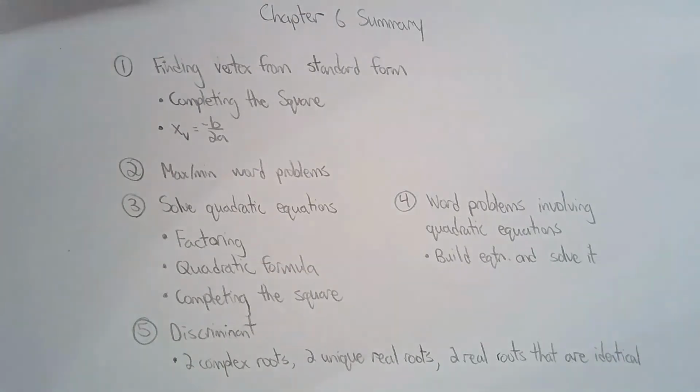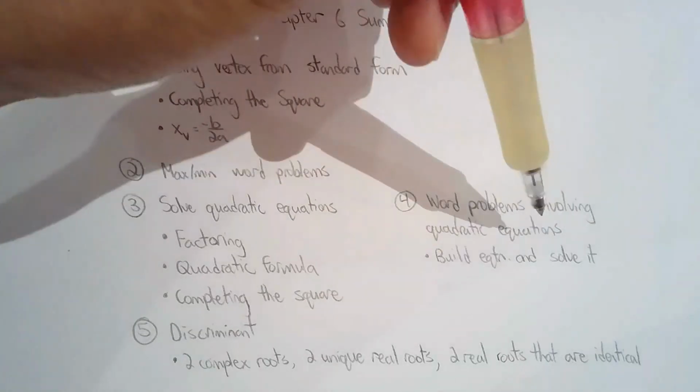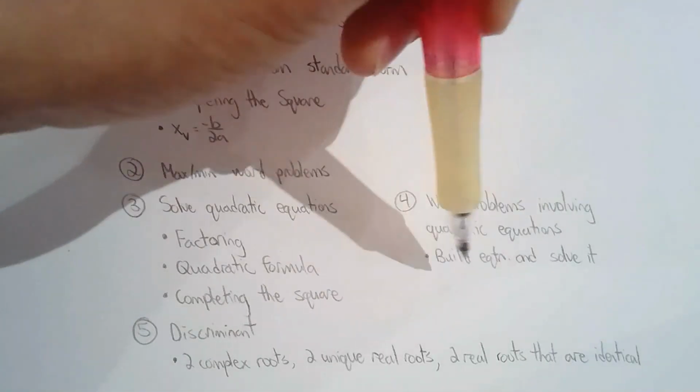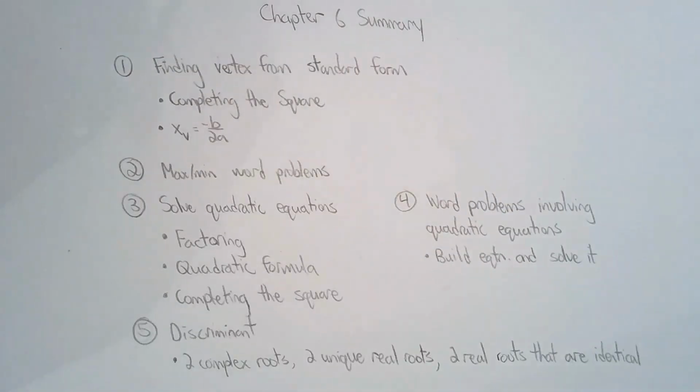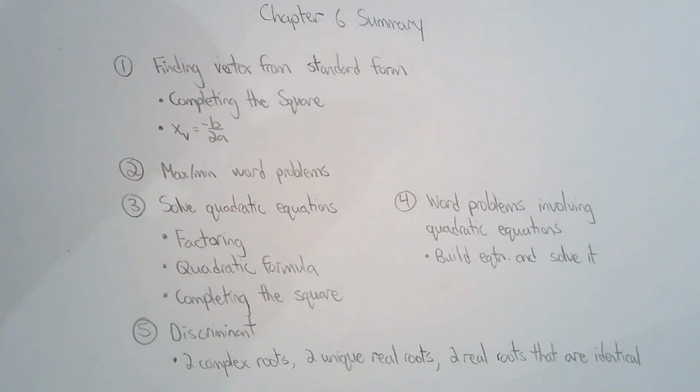I forgot to mention, if you can't expand and simplify and rearrange and set the quadratic equation equal to 0, guess what? These word problems, when you're trying to build the equation and solve it, will also be disastrous. So really master the skills you learned in the previous chapter, whether it's expanding and simplifying or factoring. They will be tremendously beneficial for this chapter.